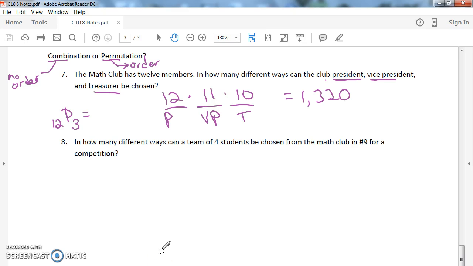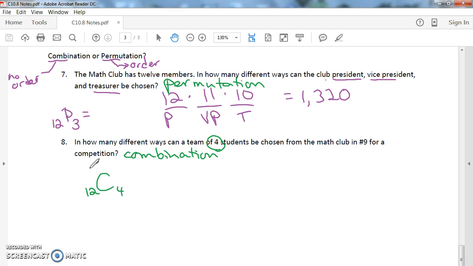And number 8. In how many different ways can a team of 4 students be chosen from the math club up here for a competition? Now order no longer matters. Oops, I'm sorry, I didn't write the answer up here. This is a permutation. Down here in 8, order no longer matters because a team of 4 is a team of 4, no matter what order you chose the students in. This is a combination. So we have 12 students, and we're choosing 4 of them in no particular order.